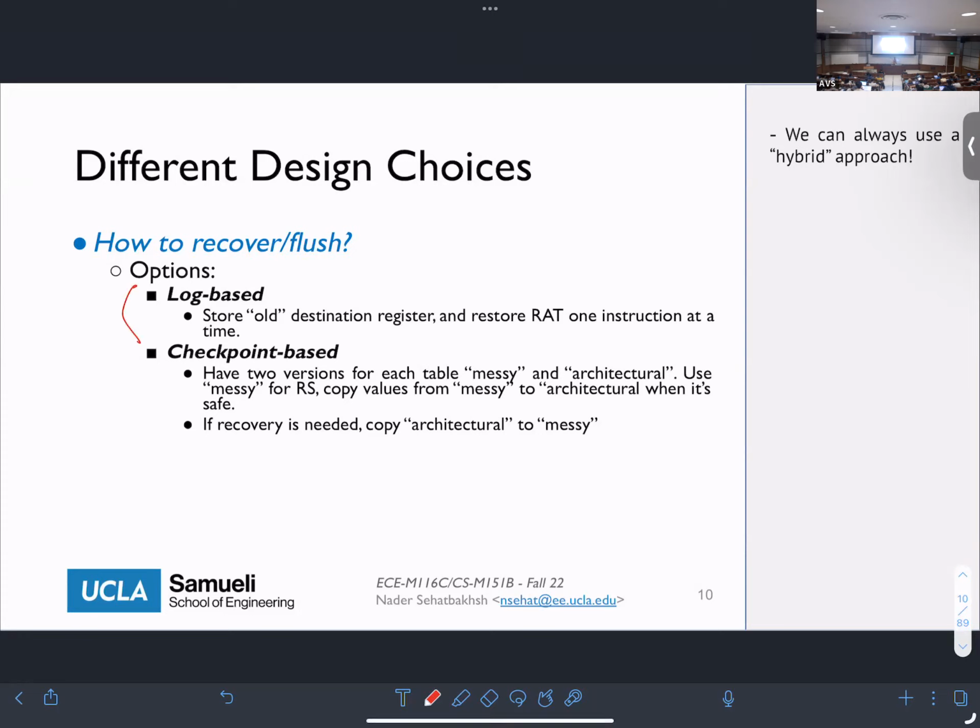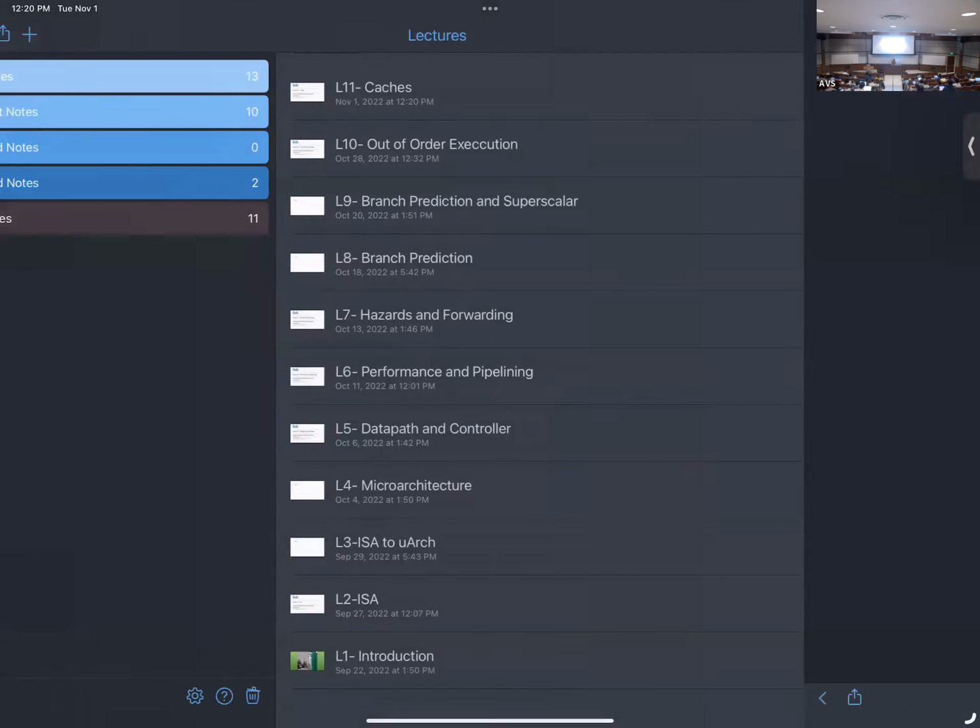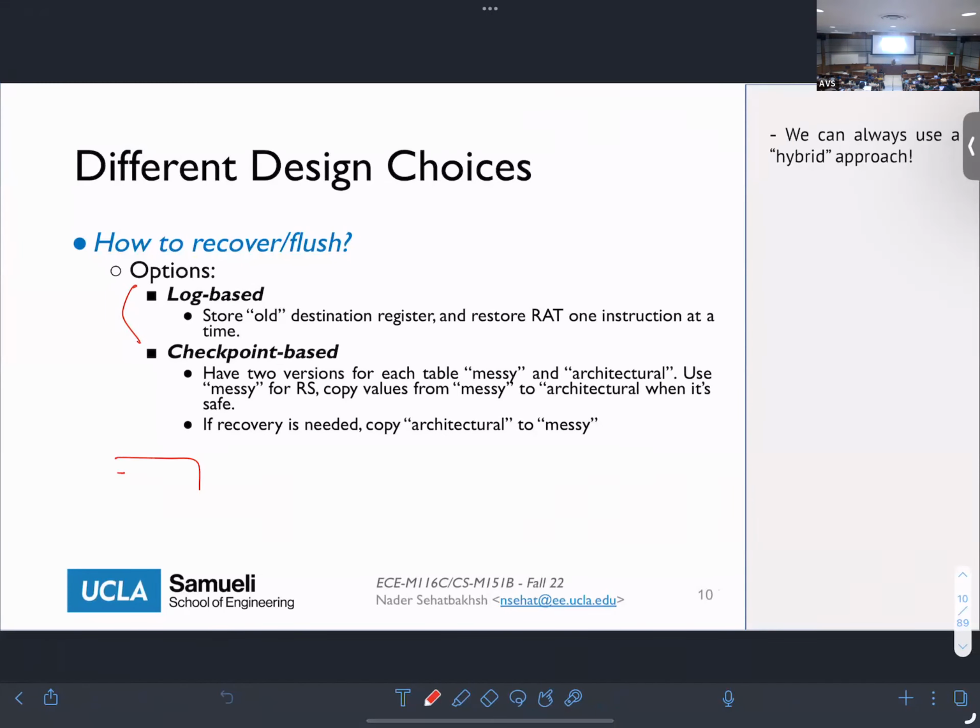But what we can do instead is a checkpointing mechanism, where we replicate everything once. So I'm going to have a register file, and we're going to have what I call a messy register file, or messy RS. With this messy RS, I don't care about out-of-order execution or the fact that I need to recover things. I just write things to my register file, updating everything, writing things out of order, whatever it is. I just pretend that there is not going to be any flush in the future.